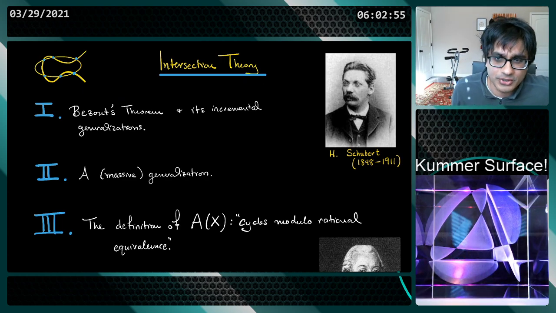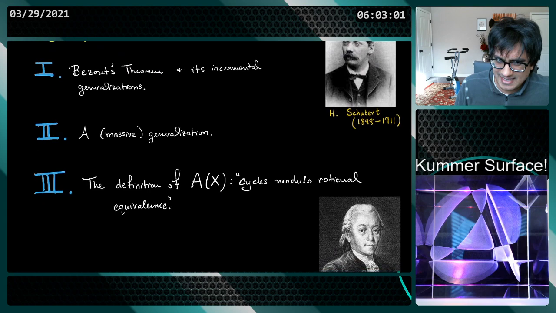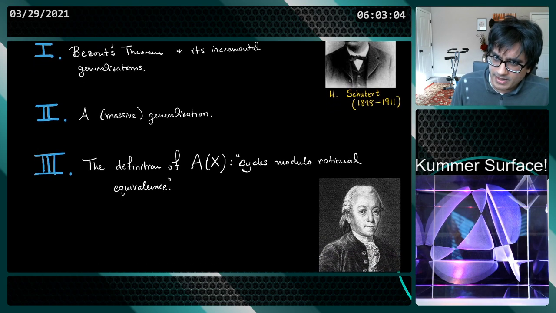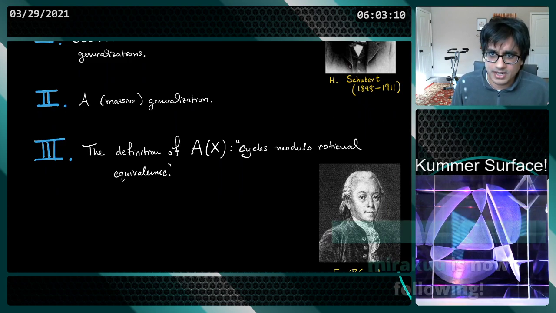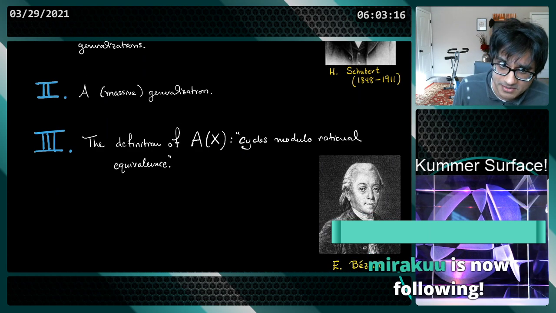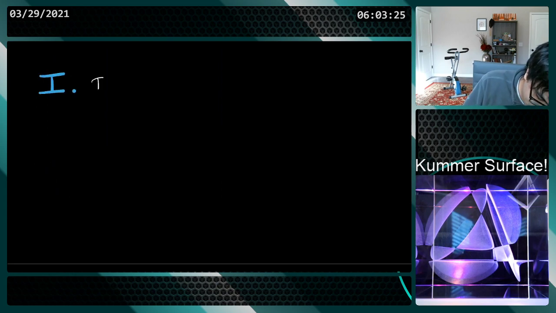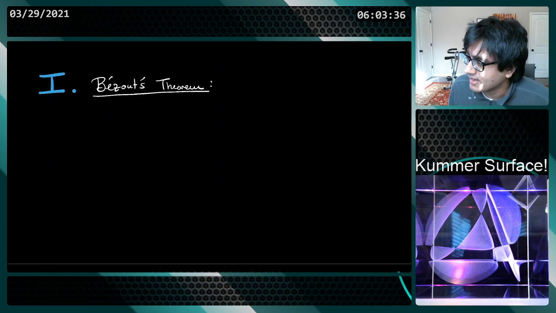Okay, so let's do that. Let's talk about Bezout's theorem. Here's Bezout. The theorem is credited to Bezout, but a rigorous proof didn't emerge until the 1900s. Bezout was in the 1700s, so I'm not sure. It's one of those things. So, Bezout's theorem. Probably a version you've seen in an elementary algebraic geometry class.